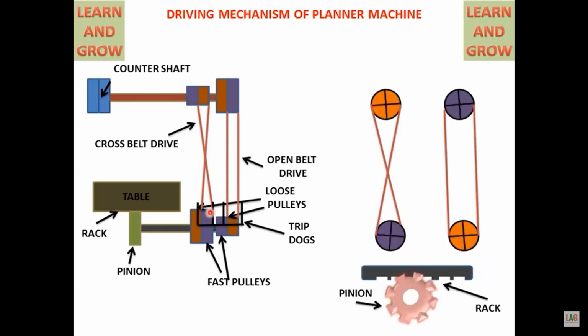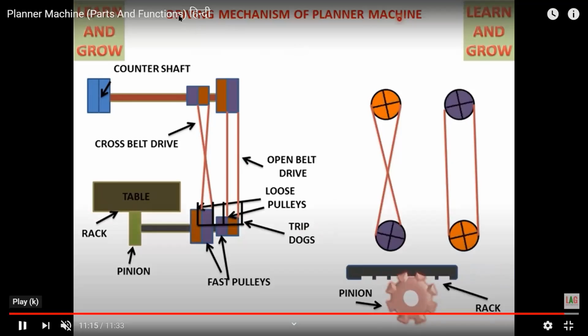So whenever in the case of the cross belt drive, you can see these two pulleys are connected. When this pulley is moving in clockwise direction, assume this pulley is moving in the anti-clockwise direction. And in case of the open belt drive, when this pulley is moving in clockwise direction, obviously this pulley also will be moving in the clockwise direction.